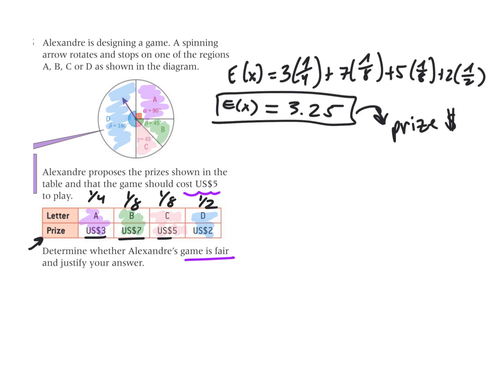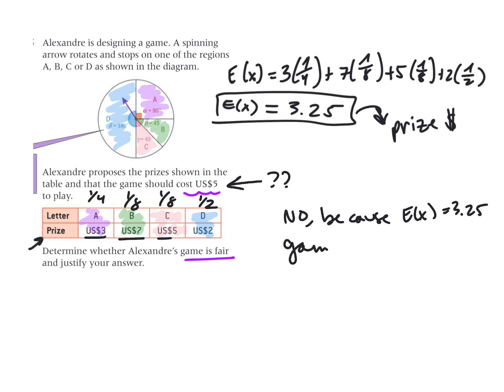So given that it's asking if I should charge $5, right? No, because the expected value is $3.25, right? So that means I'm going to lose $1.75 each time. The game should be cheaper. Like maybe I don't know, $3. I'm not sure.